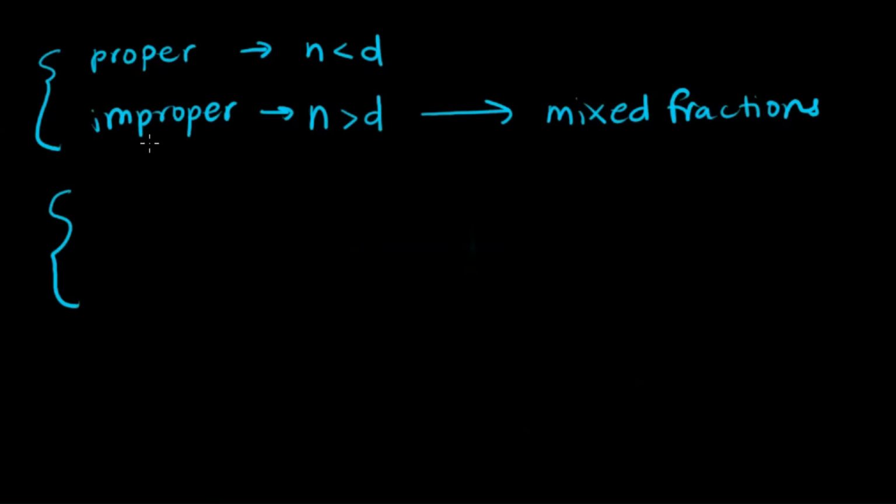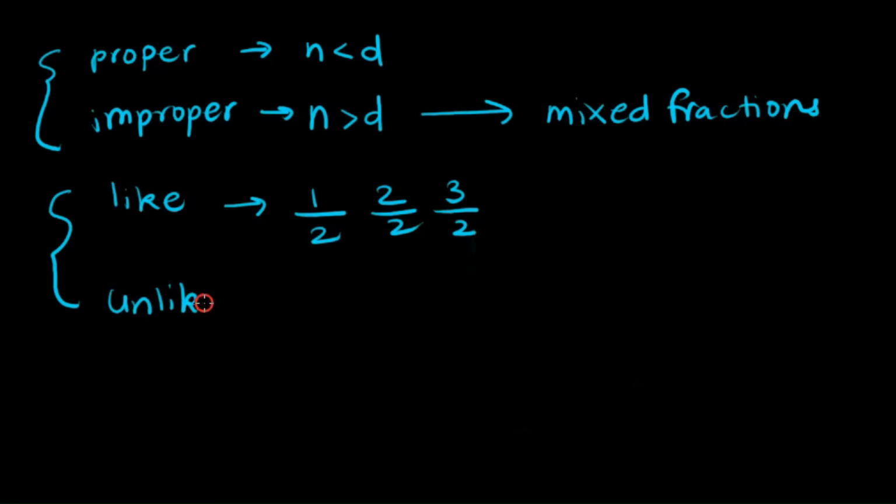Another way to classify them is like fractions. Like fractions are those which have the same denominator, probably 1 upon 2, 2 upon 2 and 3 upon 2. And unlike fractions will have different denominators, probably 1 upon 2, 2 by 3 and 3 by 4. And then there are equivalent and equal fractions.